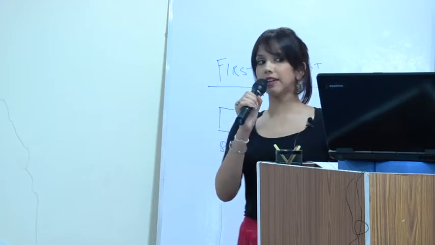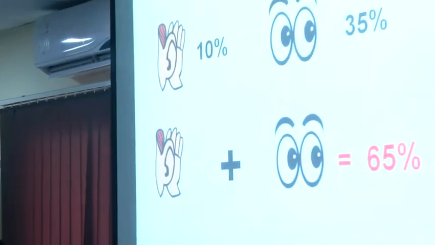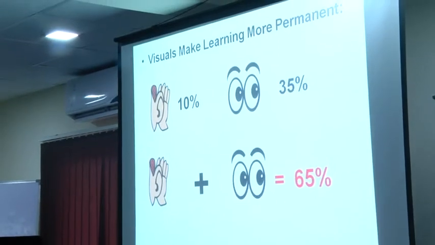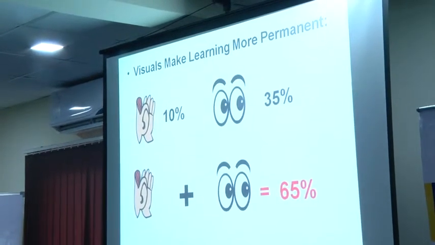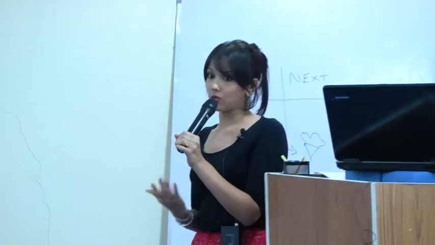The second point is that visuals make learning more permanent. So a lot of the times I hear parents saying, they did that yesterday and they wake up the next morning and they totally forget to do it the next day. They're not understanding that a child who has autism usually has very poor memory for verbal stimuli, but they have very good memory for visual stimulus.